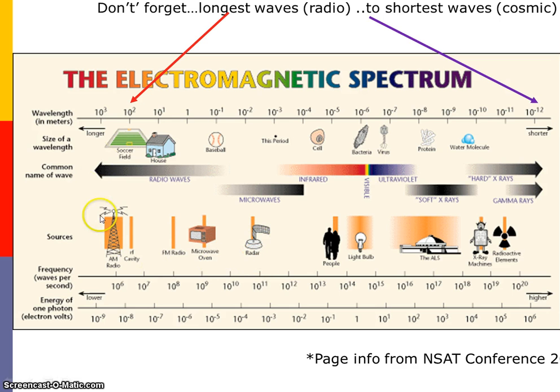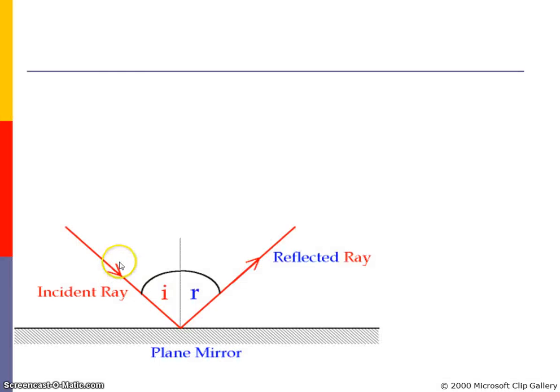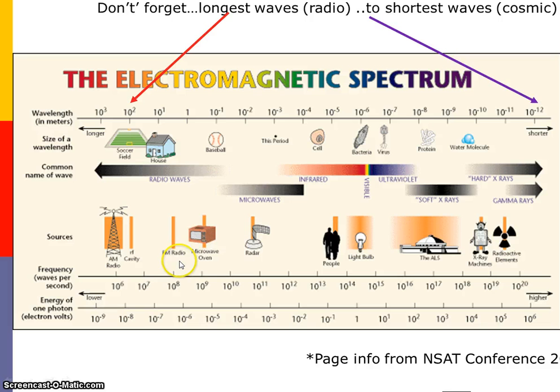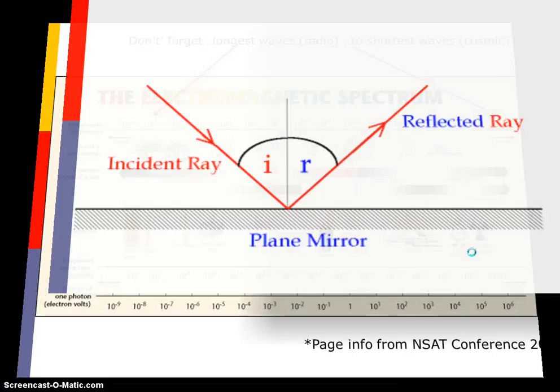Here we get radio waves. We can emit them from radio towers. FM radios, right? Microwaves are emitted by microwave ovens, also by radar towers. Okay, people can emit infrared radiation because of our thermal energy, our body heat. Light bulbs can obviously do the same thing. Light bulbs emit the visible light radiation, ultraviolet, X-rays, and gamma rays coming from more dangerous things.